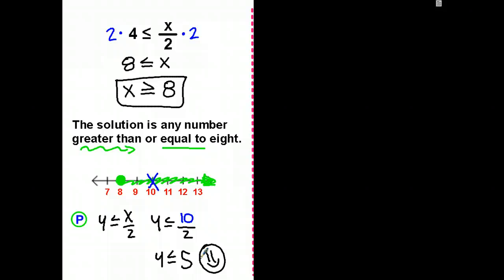Now remember, I stressed that you should never, ever, ever pick the point that you start your graph at, because you'll always prove yourself correct in an equal to problem, but it doesn't necessarily tell you that you shaded correctly to the left or to the right. All right, let's look at another problem here.